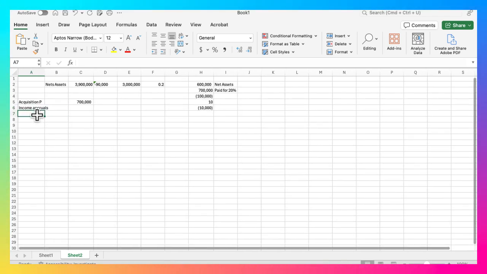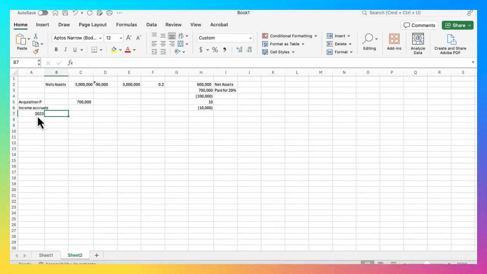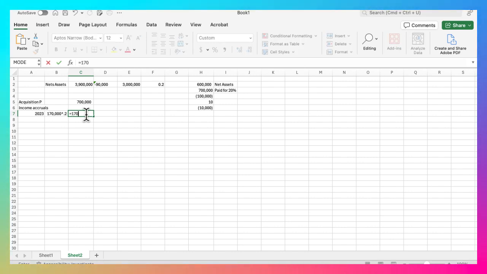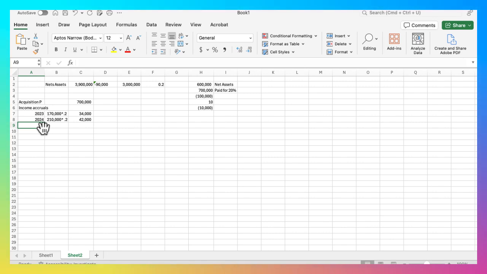Well, in 2023, their net income was $170,000. We're entitled to 20% of that. So that's $34,000. 2024 net income. Well, in 2024, the company made $210,000. Well, the Minigo is entitled to 20% of that. So we're going to accrue 20% of the $210,000, which gives us $42,000.